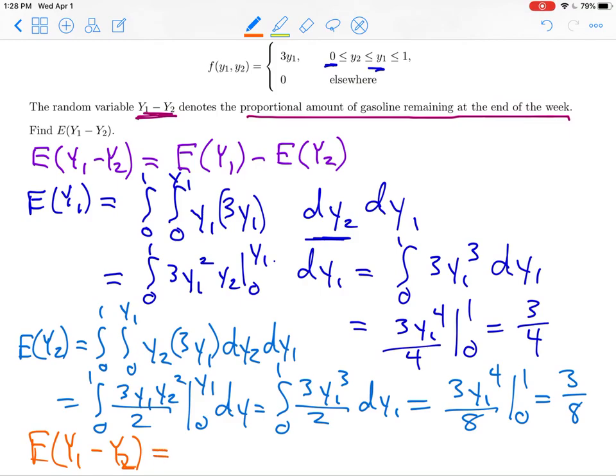And so the expected value of the difference between these two is ultimately just going to be 3/4 minus the 3/8. And so that will ultimately give us 3/8 here as well.